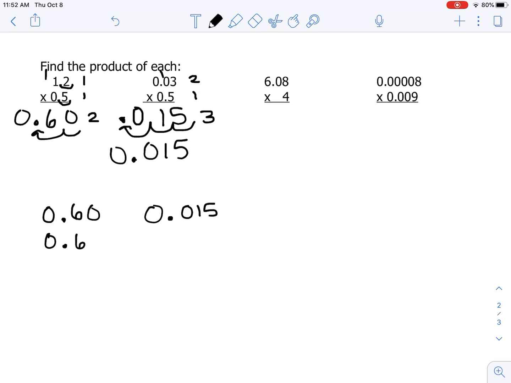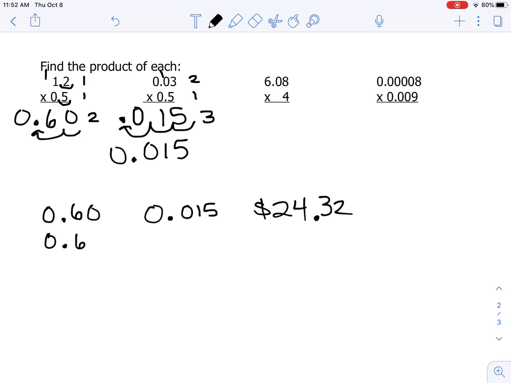I'm going to estimate that, well, I'm going to think about it again in terms of money. So let's say we have $6.08 and 4 people have the same amount. So we're going to multiply that by 4. Well, I know 4 times 6 would give us $24. And if those 4 people each had 8 cents, they'd have 32 cents when we put it all together. So now let's go ahead and multiply and talk about the rules.